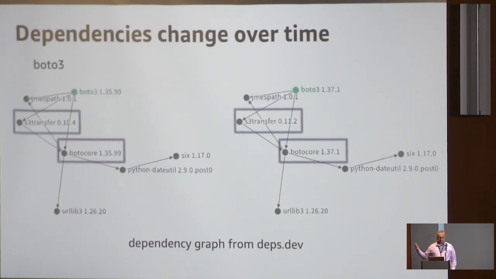So here is an example for Boto 3. Between two versions of Boto 3, you can see that between version 1.35 and version 1.37, the S3 transfer agent changed from 10.4 to 11.2. Other dependencies did not change, but the S3 transfer changed. Now, for some other package, you might have a similar situation. I took the dependency from deps.dev. Google manages that project, I believe.